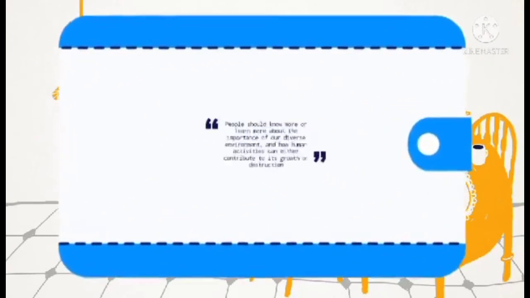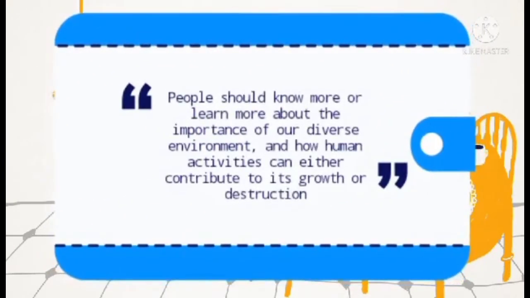People should know more or learn more about the importance of our diverse environment and how human activities can either contribute to its growth or destruction.